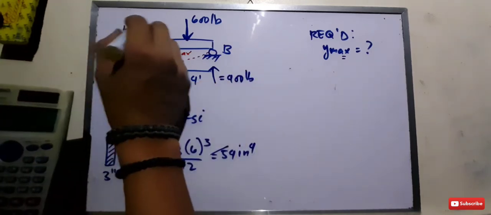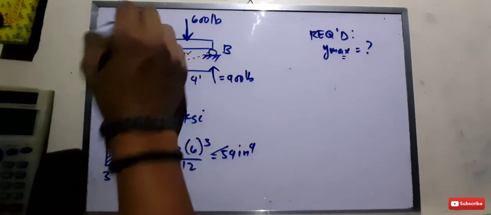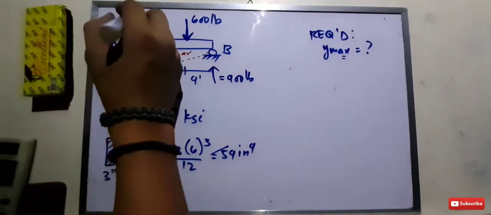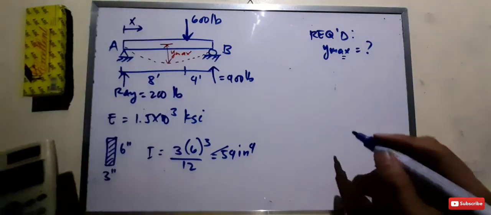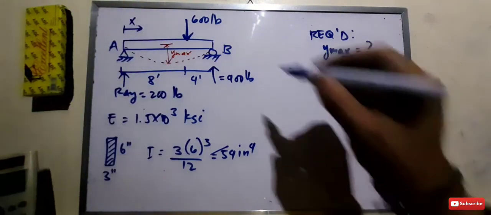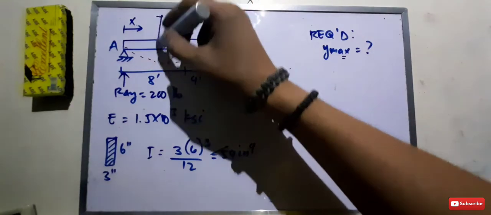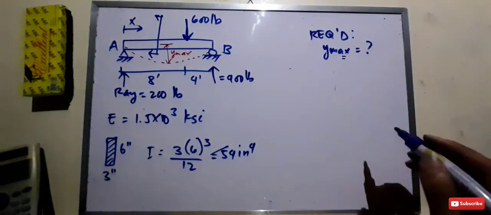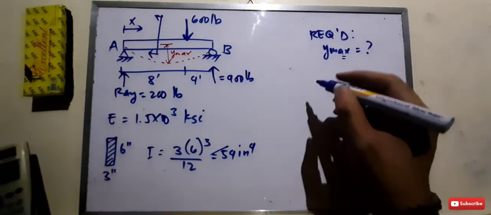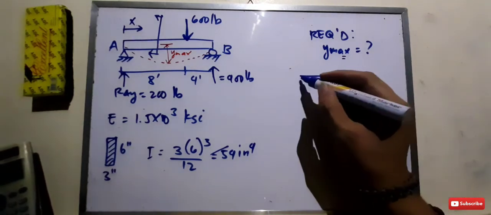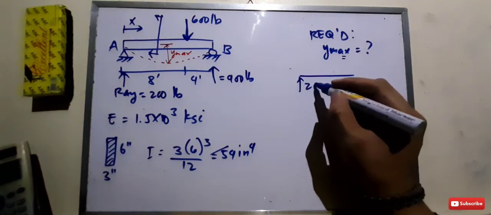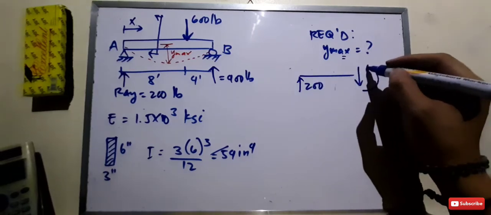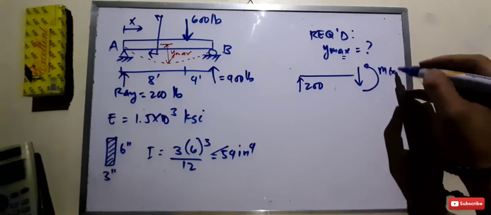The first moment equation is here. We will do it as a function of x again. For the moment as a function of x, we cut a section here and consider the left portion. We have a reaction here of 200, we have a shear, and we also have a moment. This is our moment as a function of x.